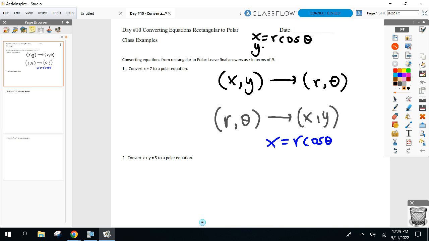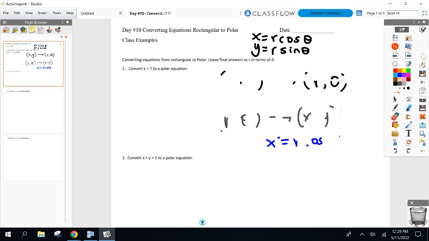How about the y coordinate? How'd you get the y coordinate? r, don't forget the r sine theta. We're all good? All right, you're going to need those two today, because here's what we're doing today. We're going to now do equations and put them into polar form.